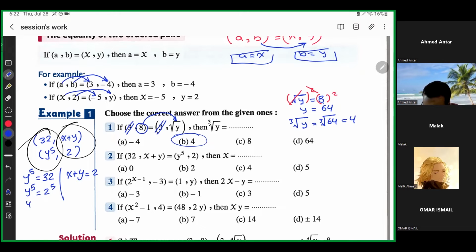Then right now, we can put this answer in this equation. So right now it's x plus what? Plus 2 equals 2. So the x is? x equals 2 minus 2, x equals 0. Yes, so this is the correct answer. You got it? Thanks, Malak.